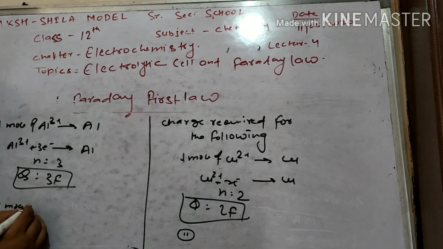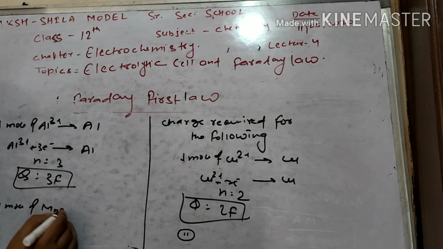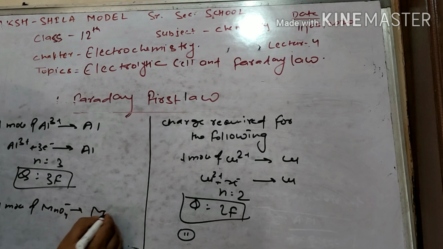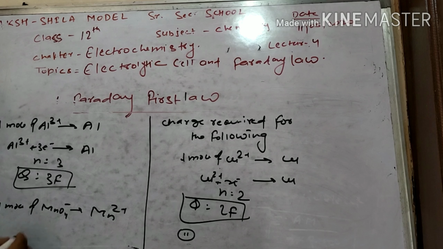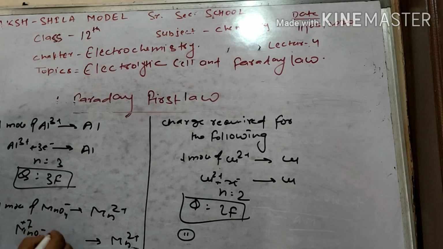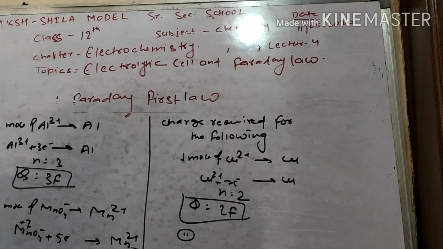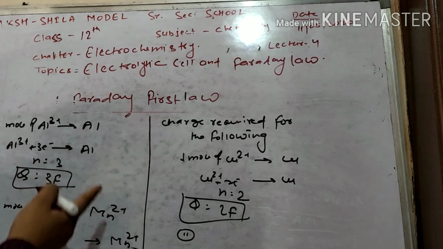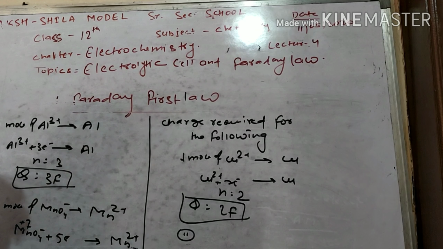Next example. 1 mole of MnO4- to Mn2+. Here in the case of MnO4-, the oxidation state of Mn is +7 and the oxidation state of Mn is +2. So the difference of charge is 5. So n is equal to 5. So Q is equal to 5 Faraday. तो ऐसे हम न्यूमेरिकल सॉल्व करेंगे. And this is according to Faraday's first law.